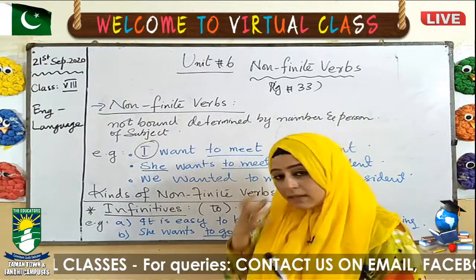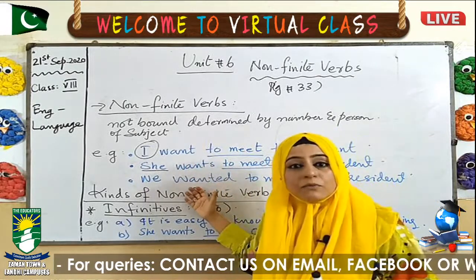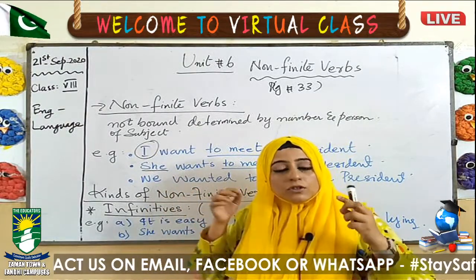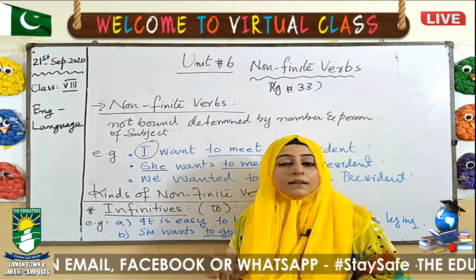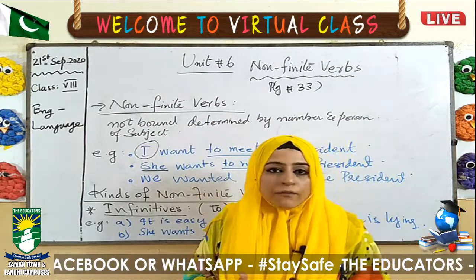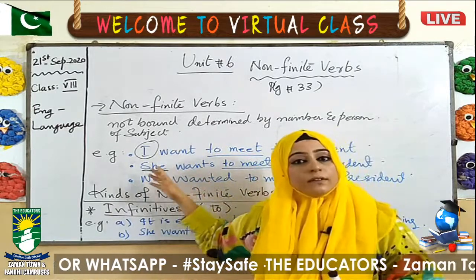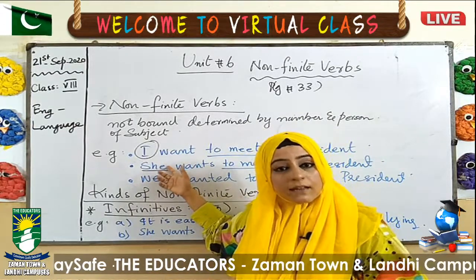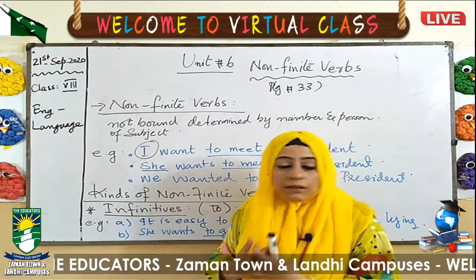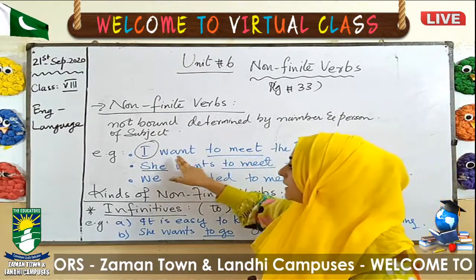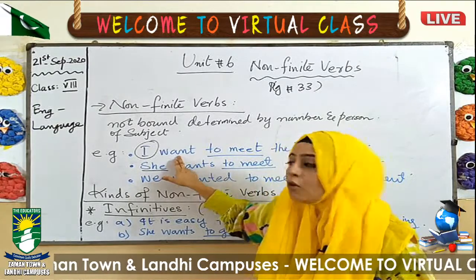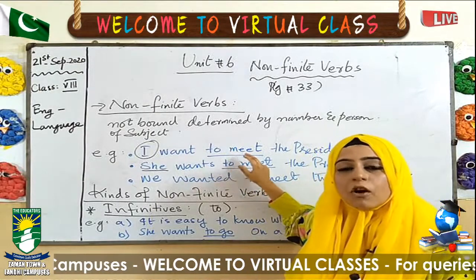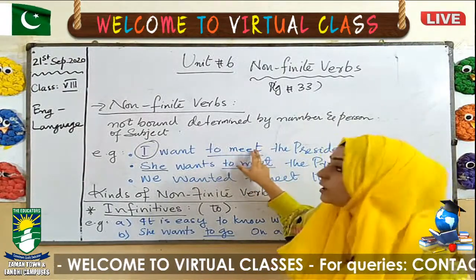So whatever the subject you are having, whatever the number of the person, you don't have to worry about that. You just have to keep one thing in your mind that we are discussing here: a non-finite verb will not be affected by any kind of subject. You don't have to be confused about what the subject is and which form you have to use. You can guess that this is the verb because here we are having another verb with the preposition to. So this will be your main verb, and if it is with to, it would be a non-finite verb.